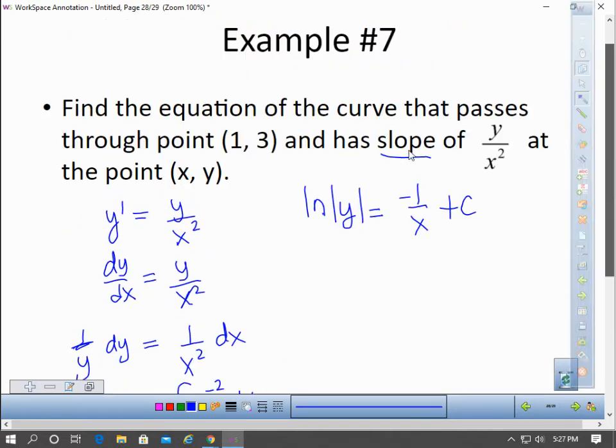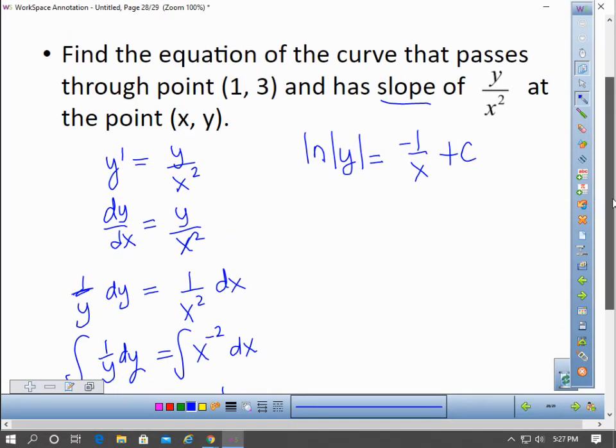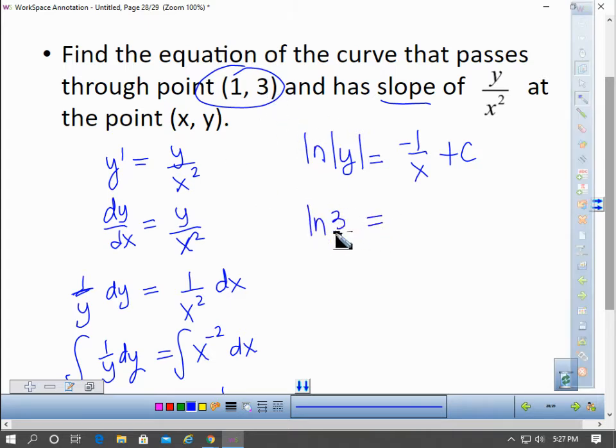All right, so this is what we've gotten so far for our general solution. Now you could go ahead and solve for y if you want to, but I'm going to use this point first. So y is 3, so the natural log of 3, I don't need the bars because 3 is positive, and then negative 1 over the x value, which is 1, plus c.